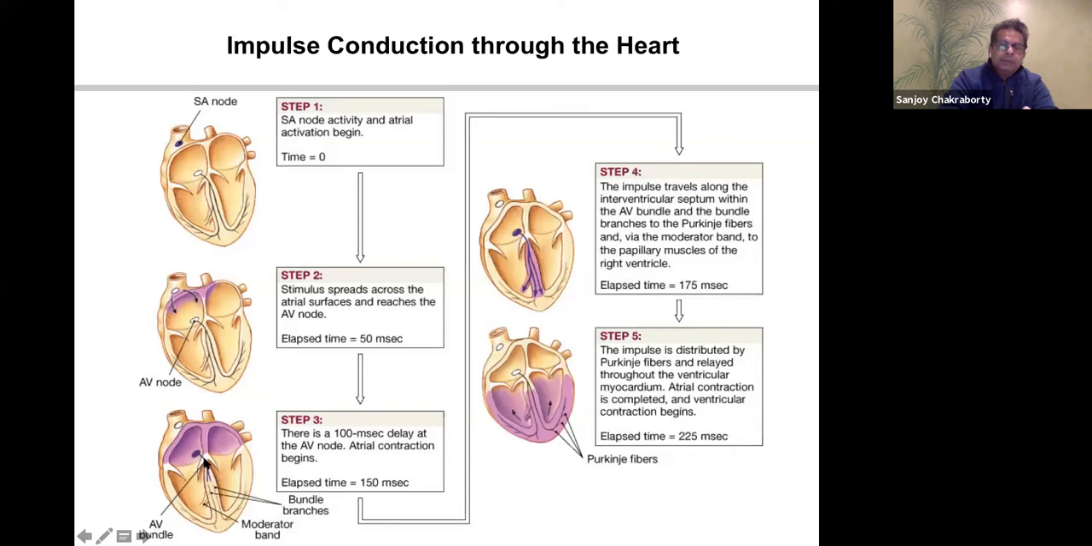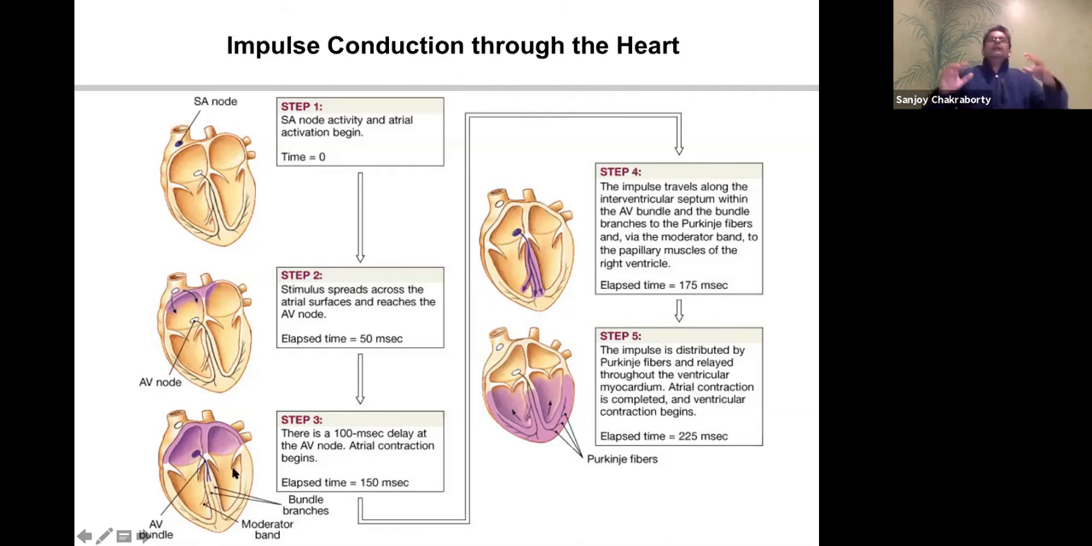And while that is happening, while the blood is going because of the contraction, the signal is slowly creeping up from the AV node to the AV bundle, which is basically the branches that go through the septum. Those are all nodal cells. Now, this is kind of like a bottleneck. So there is a 100 millisecond delay over the AV node.